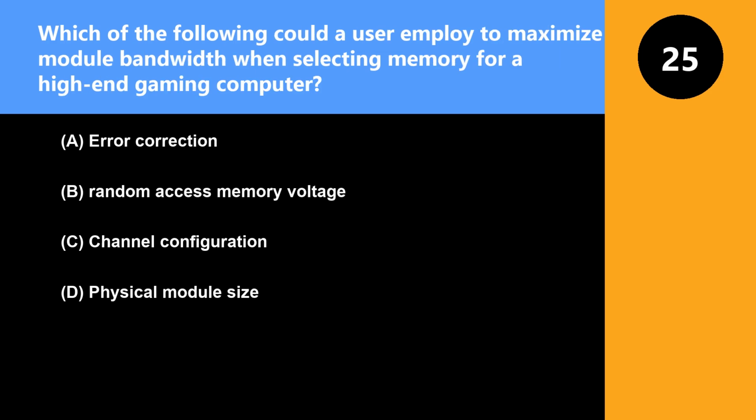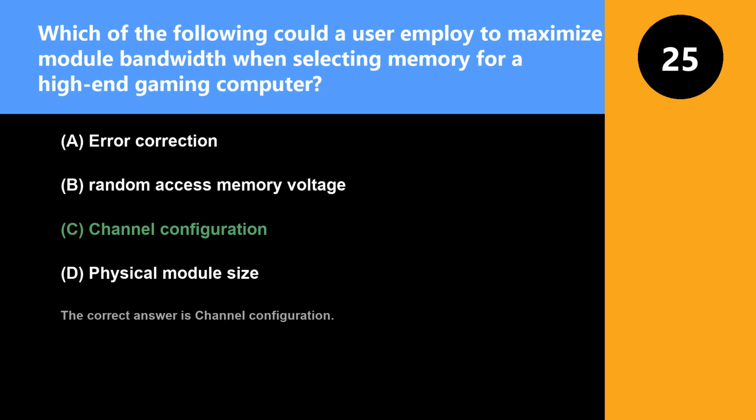Question 25. Which of the following could a user employ to maximize module bandwidth when selecting memory for a high-end gaming computer? Option A, error correction. Option B, random access memory voltage. Option C, channel configuration. Option D, physical module size. The correct answer is option C, channel configuration.